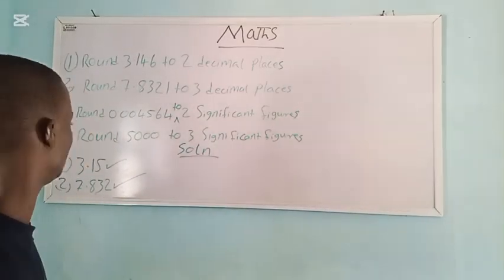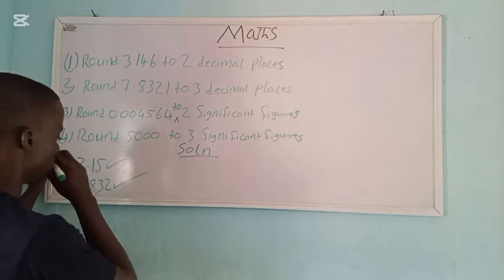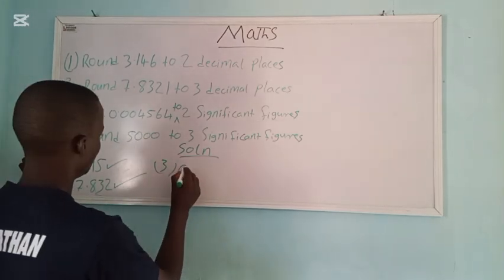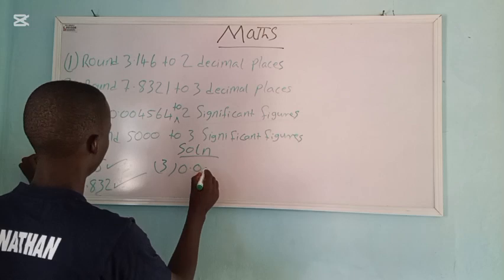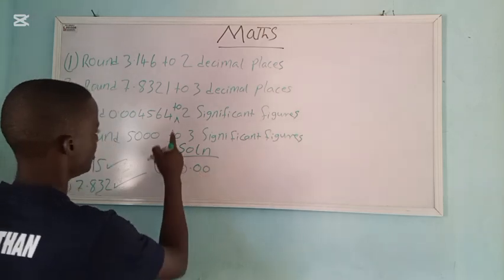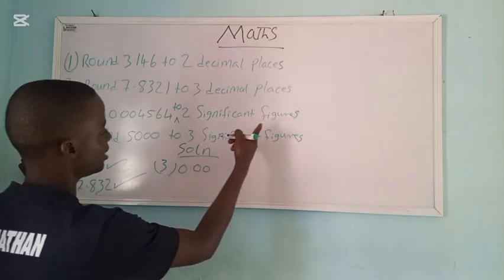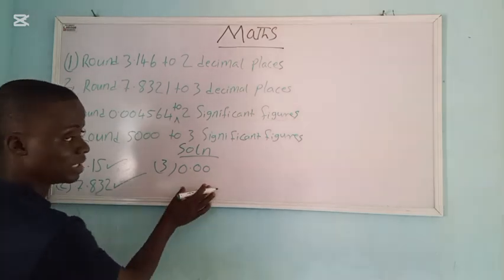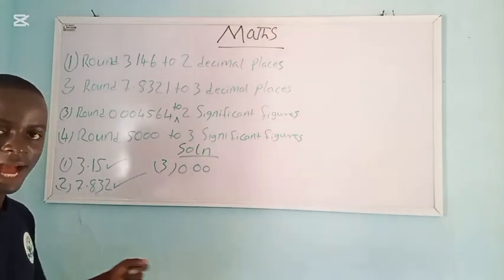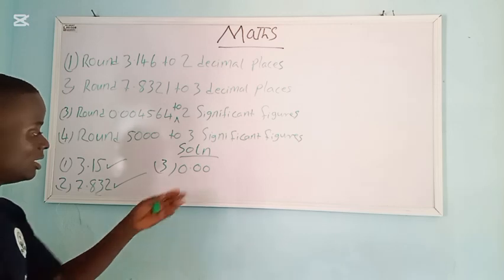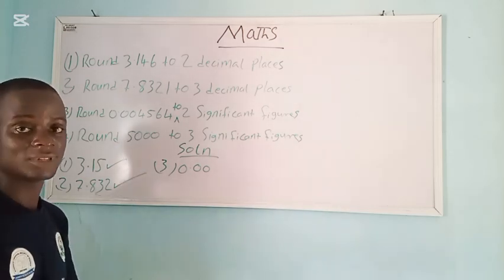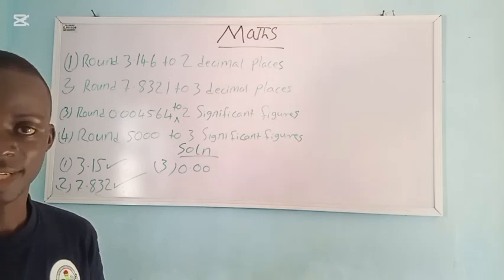So now let's go to significant figures. Number 3, let me write number 3 here. You have 0.00. Now they say to 2 significant figures. Now these zeros will not be counted because they are at the start, so you can't count the zeros. The significant figures are those numbers that are non-zeros.